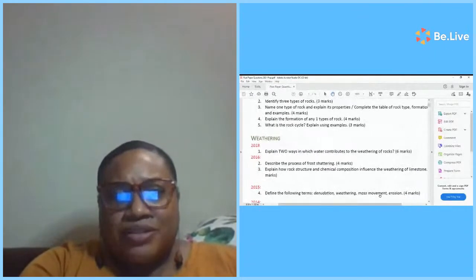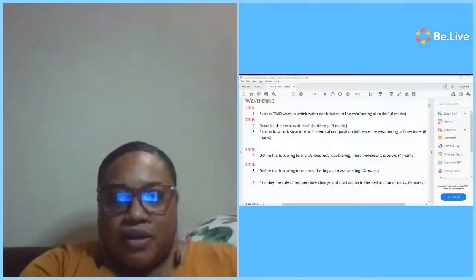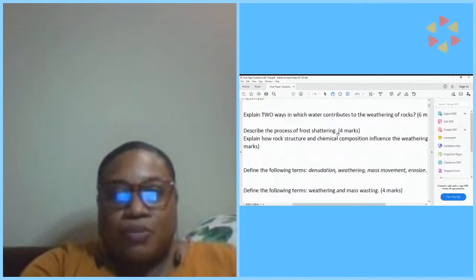Are you all able to see the weathering questions up on the screen? For some reason, it's not showing up. Let me try and share it again. So weathering. So 2014, 2015, 2016, 2018. Two ways in which water contributes to weathering. If they ask you this question, two ways in which water contributes to weathering, three ways in which water contributes to weathering, explain two ways, sorry, in which water contributes to the weathering of rocks.